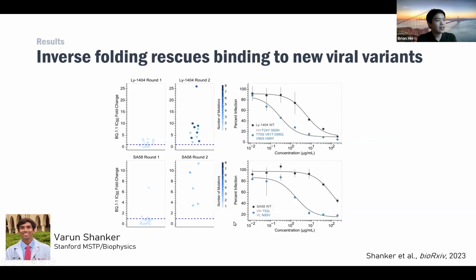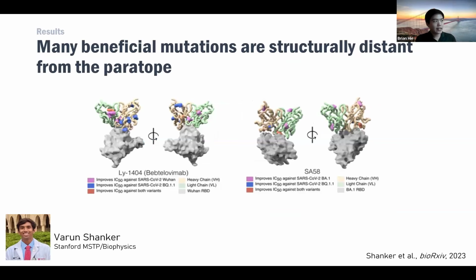And then again, for this other antibody, SA58, which was not clinically used, but also initially had very broad neutralization potency against SARS-2 viruses, but then lost that efficacy again against Omicron. Here he was able to almost completely restore, or over a couple orders of magnitude actually restore, neutralization potency to the BQ.1.1 subvariant of Omicron.